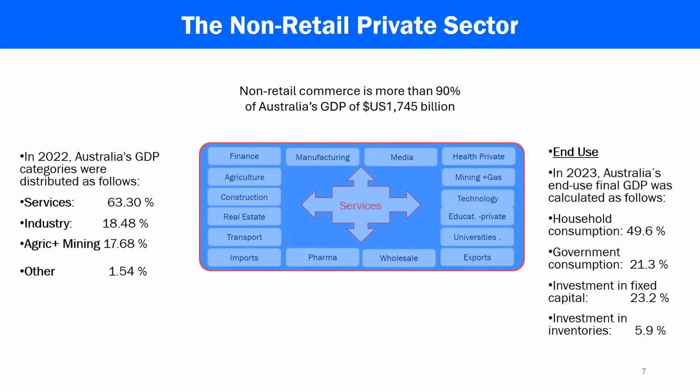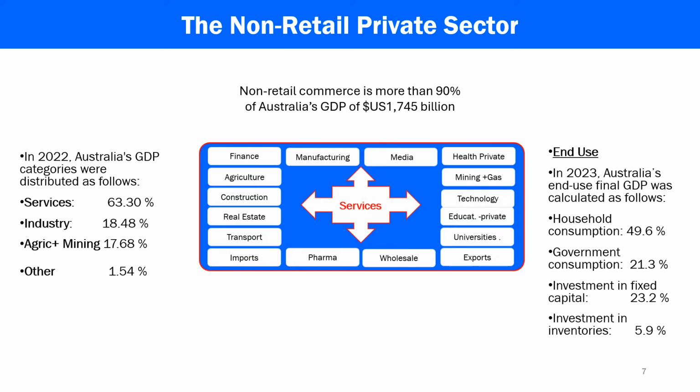Here we enlarge the non-retail private sector to show most of the types of industry and commerce that are contained within it. The services component sits in the middle of the shape as it is the common aspect of most commercial activities. Almost all firms provide services to other firms and some to households, while many others receive services as part of their expenses.